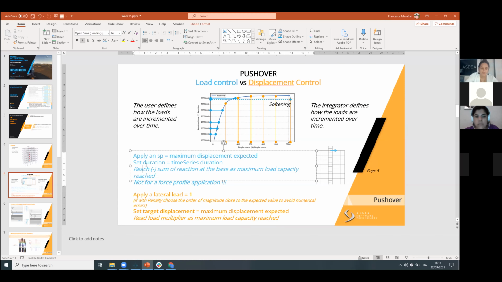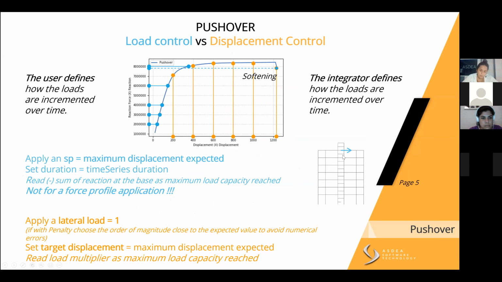Yes. So you read the sum of reactions at the base as the maximum load capacity reached. So this is what you are going to look for inside of your results. But I mean, this is not always the case. So if you have a column, you can do this.